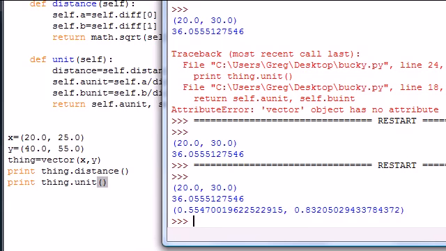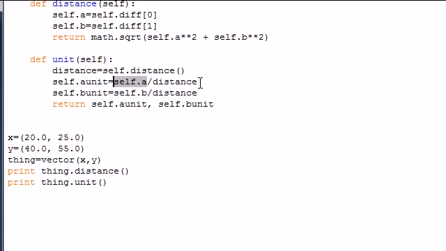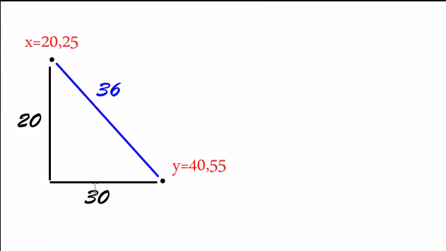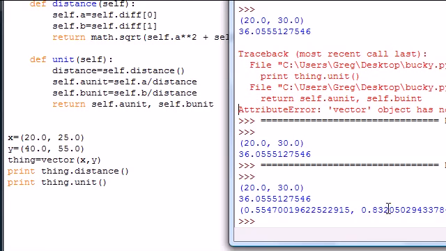So again, one last time, what we did is we pretty much took that side A and we divided it by the distance, or the hypotenuse, and this gave us a reduced version of, if that was 1, what would the new side equal. And we did that same for B. We took 30, divided it by 36, and that gave us our answer of 0.8. So again, that's your quick tutorial.